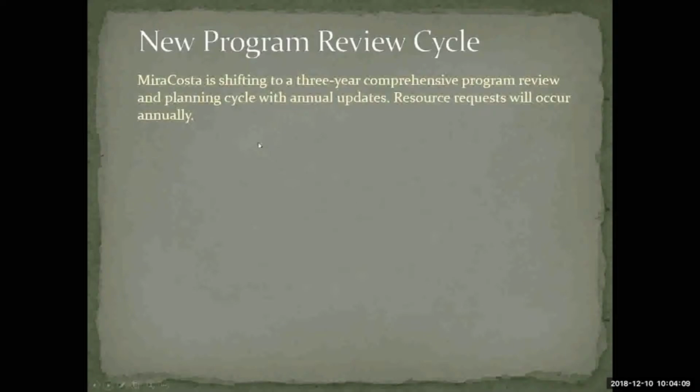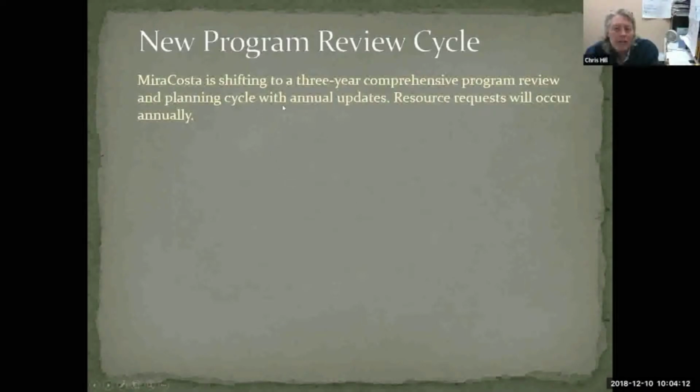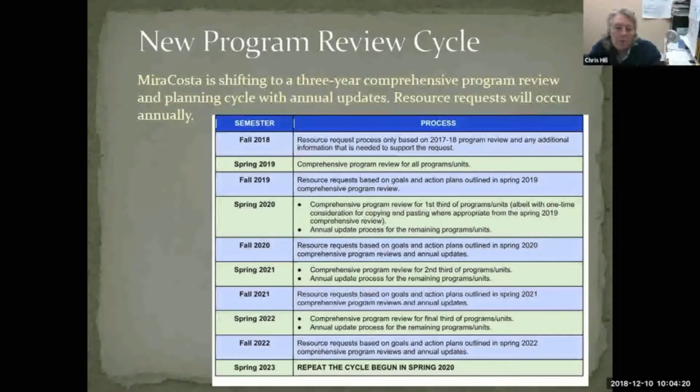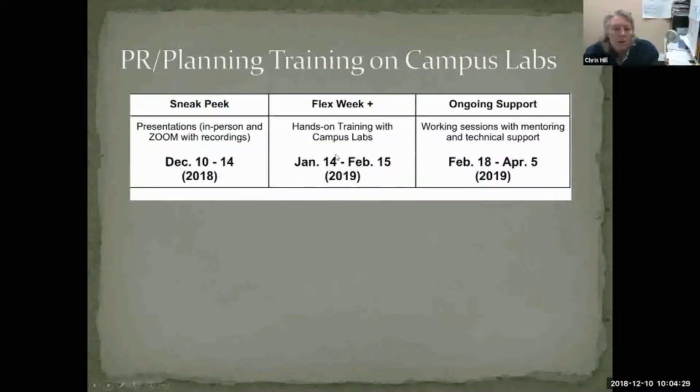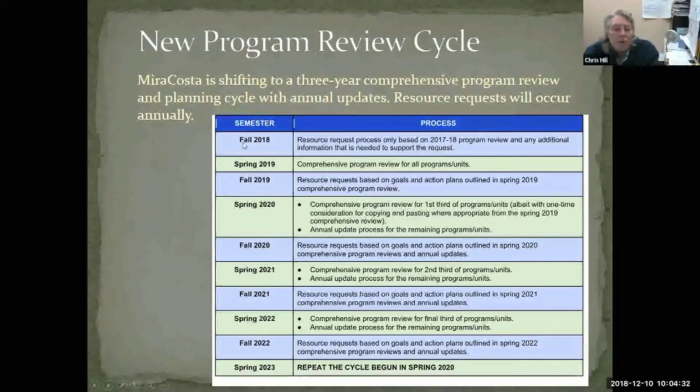You're still going to plan annually and do annual updates for program review, and you'll do resource requests, but they're going to occur at different times. If we focus on just the first few lines, you'll have the key information. In the fall of 2018, as most of you know, we only did resource requests, and those were based on last year's 2017-18 program review. Starting in the spring of 2019, everybody on campus is going to do a comprehensive program review.